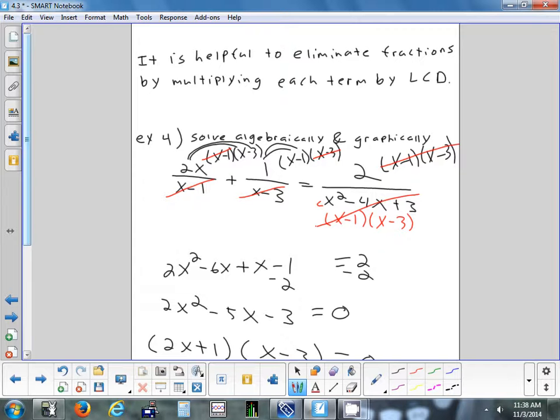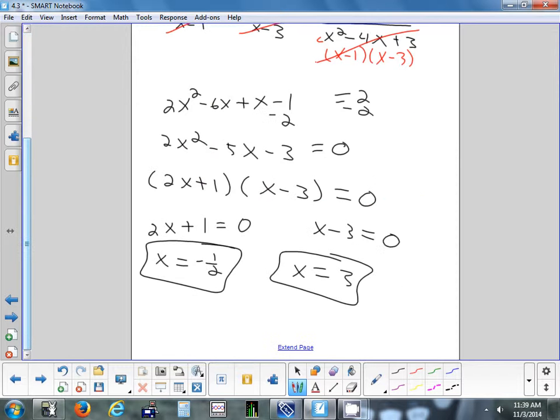What's going to happen if you try to plug 3 into the original problem? Anybody see what happens? You get 0 as the denominator. You do. So if you try to check the answer of 3, you get 1 divided by 0. What does that mean about 3? It's not a solution. Yeah, it's not a solution. It's an extraneous solution. 3 doesn't work.